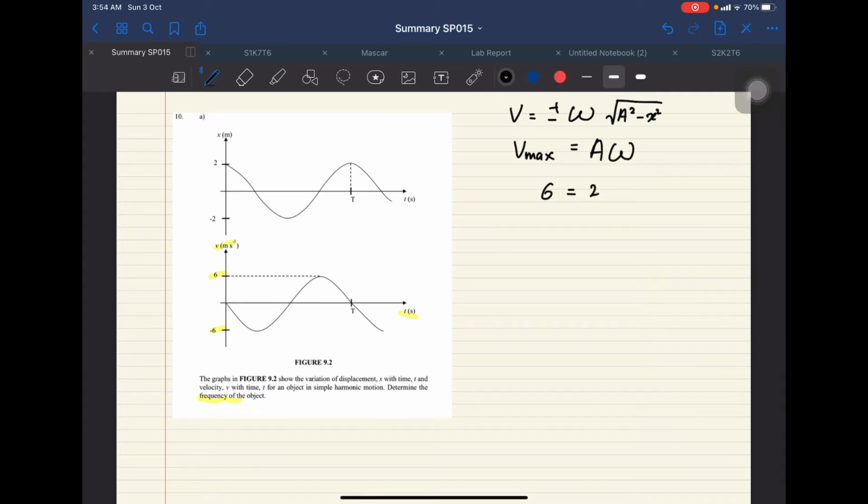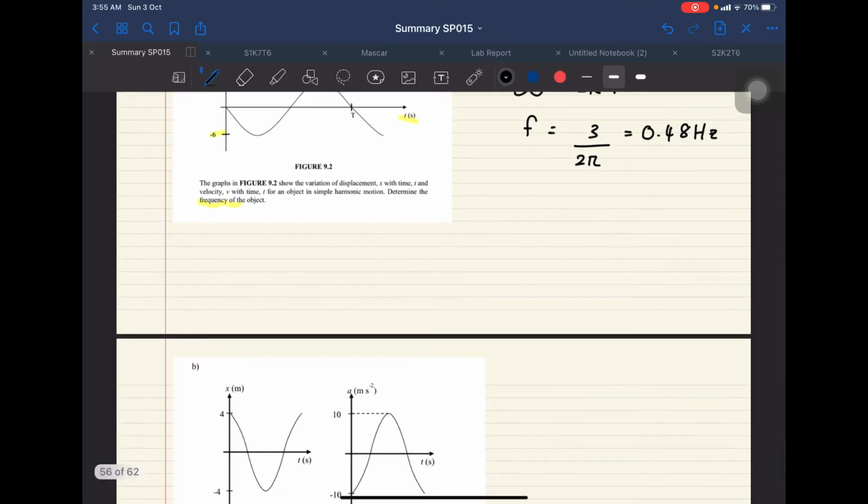Double check the unit, make sure it is in the same unit. Here they use the SI unit, so it shouldn't be a problem. Omega here will be equal to 3 radian per second. Since the question wants to find the frequency, you use omega equals 2 pi f. F here equals 3 divided by 2 pi. If you press your calculator, you should get 0.48, and the unit would be hertz.